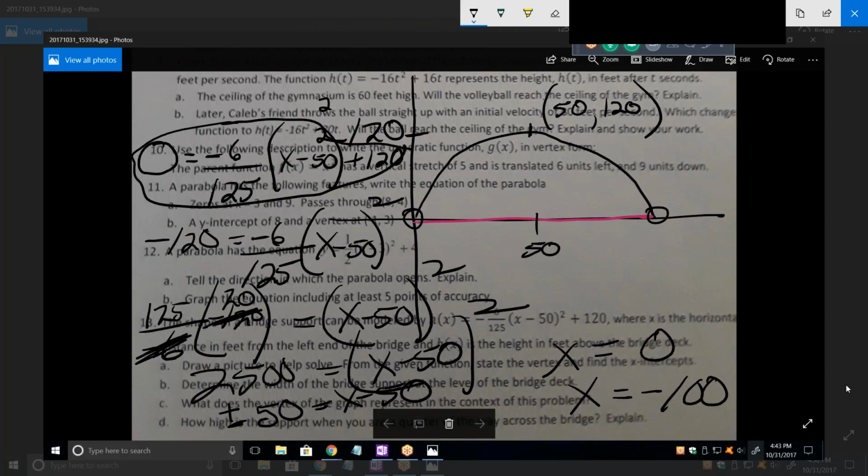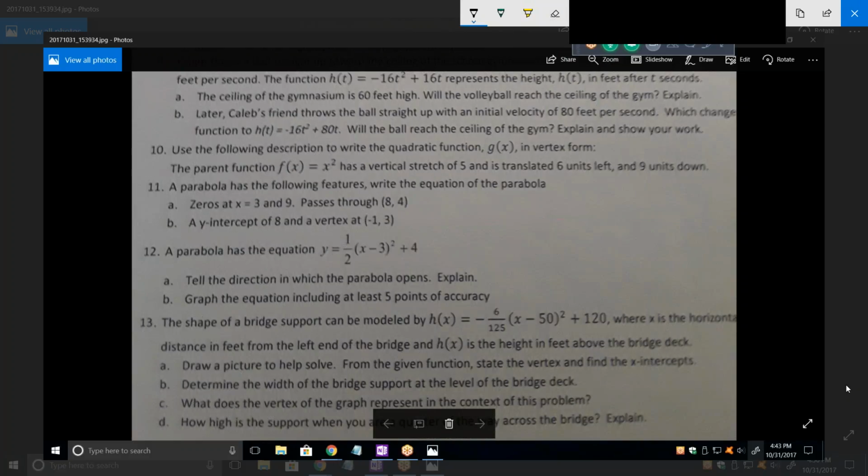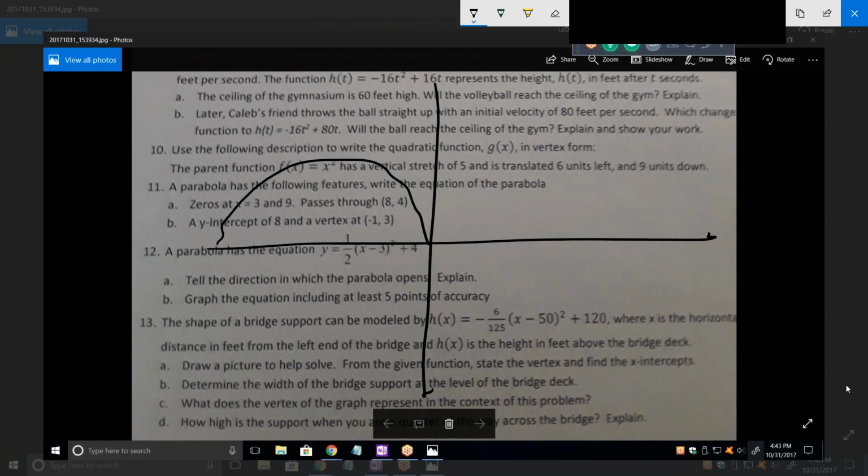So my model here is almost perfect. Except I need to shift it horizontally way to the left so that my bridge is over here. And that is at minus 100. That is at 0.